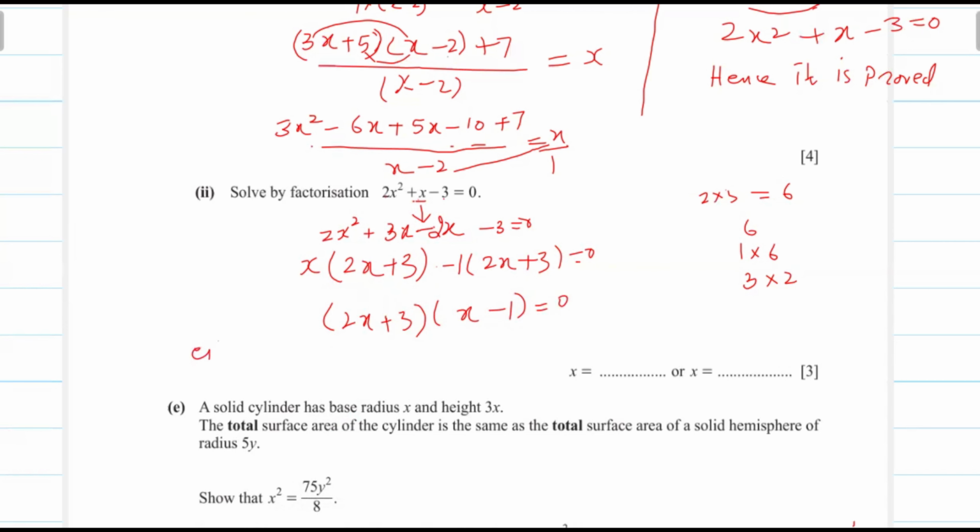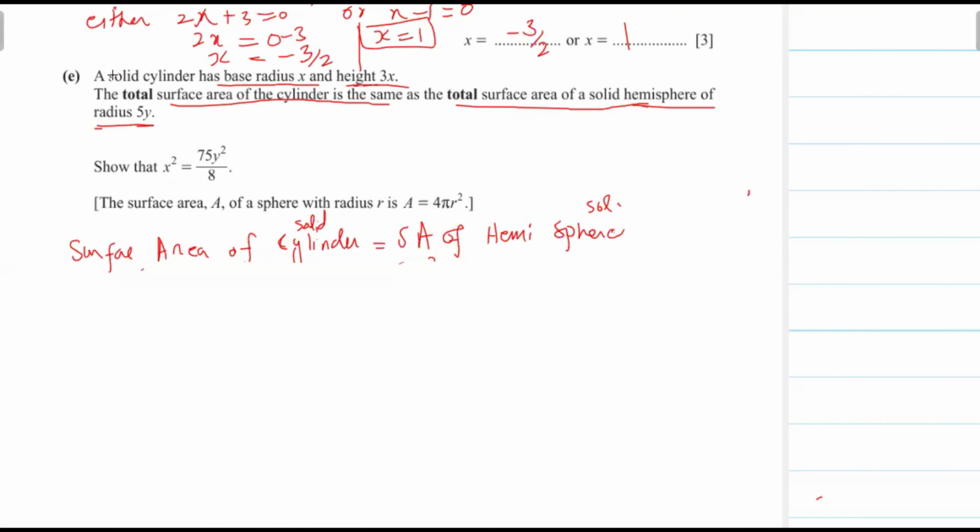And therefore, either 2x plus 3 equal to 0 or x minus 1 equal to 0. To calculate the value of x, we shift 3 from left to right side. We get 0 minus 3, and x will be equal to minus 3 over 2. And this x minus 1 equal to 0, we can write x equal to 1. The values of x here are minus 3 over 2 and x equal to 1. This is the answer.